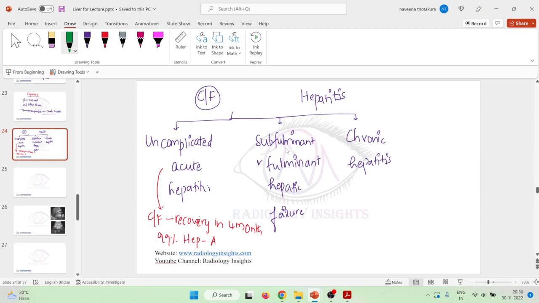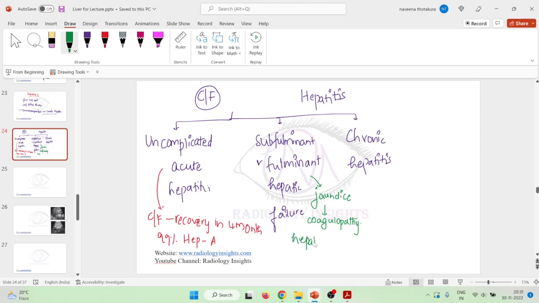Then we have subfulminant or fulminant hepatitis. In this, the patient will first have jaundice, and slowly the jaundice will worsen, and as the jaundice worsens the patient will also develop coagulopathy. Why coagulopathy? Most of the clotting factors responsible for coagulation are produced in the liver. Because there is damage of the liver in hepatitis, the liver cells are not functioning properly. As a result, the patient develops coagulopathy.